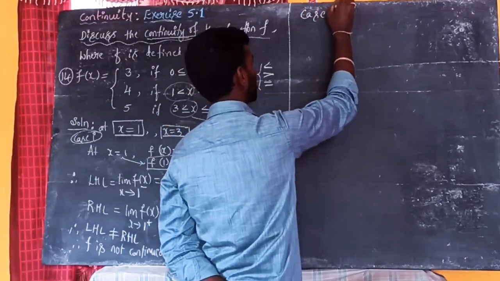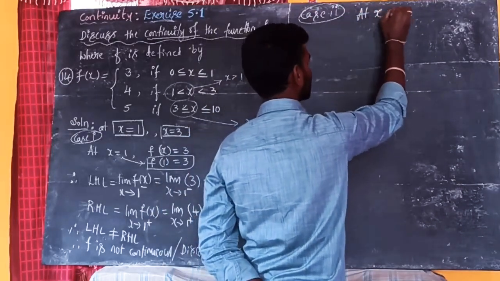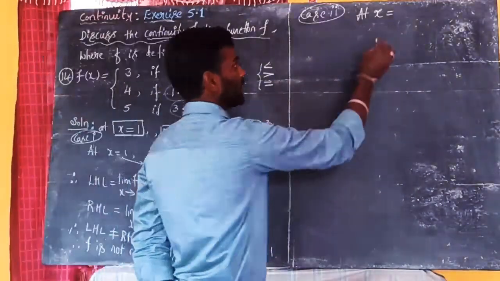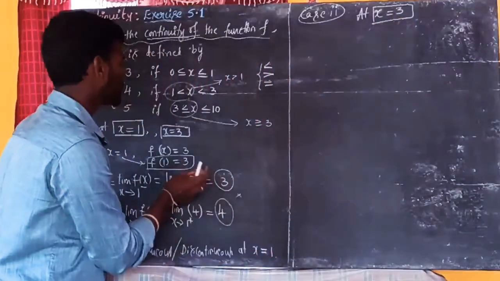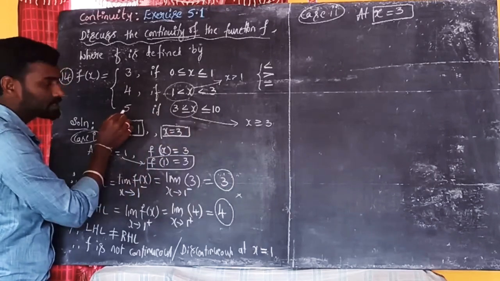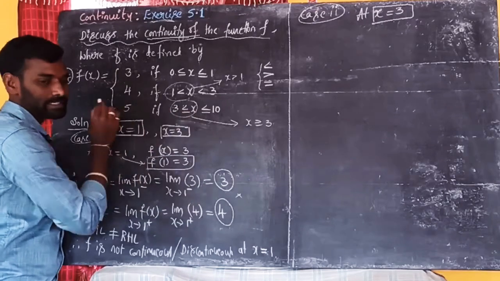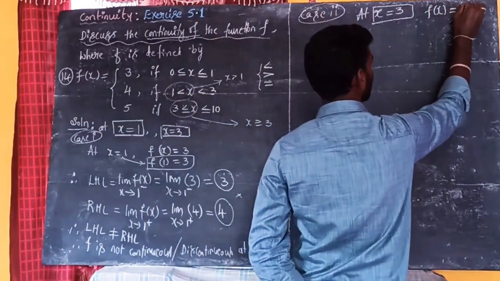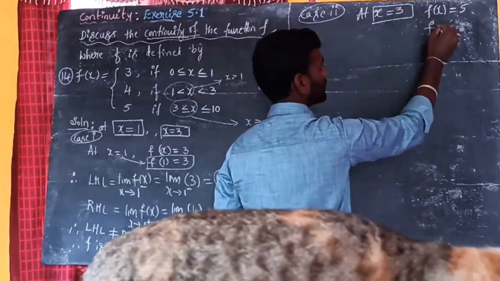Case 2 means the second point. At x is equal to the second point, that is x is equal to 3. At x is equal to 3, our function is what? The equal to symbol is there for this function, 5. So x is equal to 3 means that it is equal to 5. Therefore f of x is equal to 5. F of 3 is equal to what?